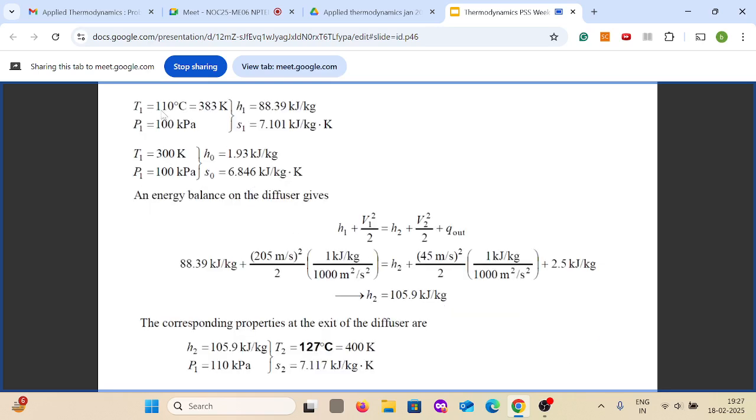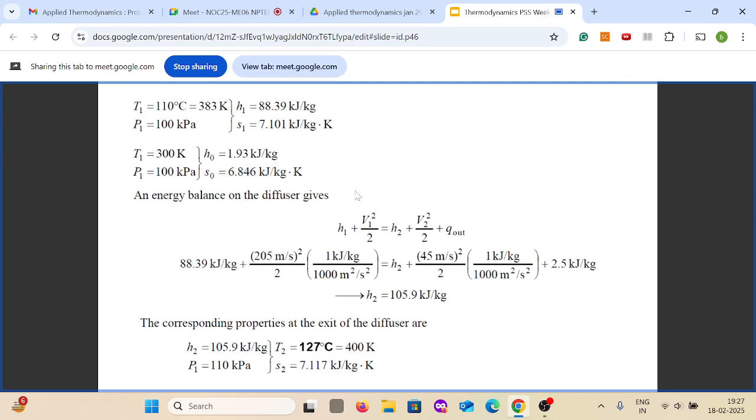For T1 of 110 degrees Celsius, which is 383 Kelvin, and pressure of 100 kilopascal, from the table or chart I get enthalpy as 88.39 kilojoule per kg and entropy as 7.101 kilojoule per kg Kelvin. Similarly for T0, which is 300 Kelvin, and P0 of 110 kilopascal, which is the ambient condition, h0 is 1.93 kilojoule per kg and s0 is 6.846 kilojoule per kg Kelvin.